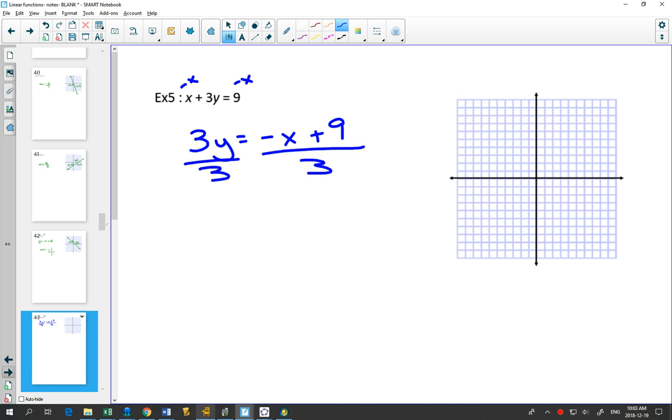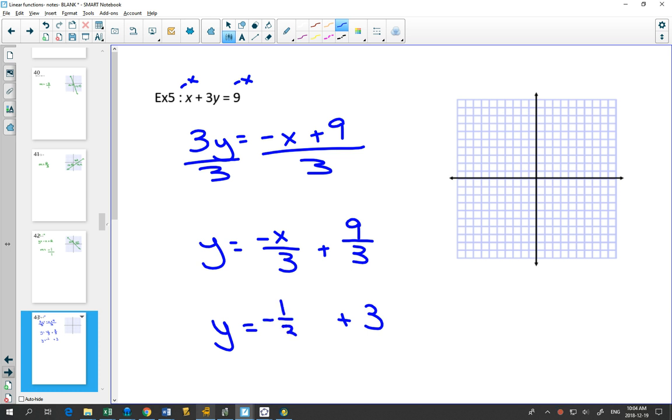And what that means is everything on the right-hand side is being divided by 3. The negative x is being divided by 3, and the 9 is being divided by 3. Now, 9 over 3 you can simplify quite easily. That's just going to be plus 3 at the end. Negative x over 3 is the same as negative 1/3 times x. Dividing by 3 is the same as multiplying by 1/3.